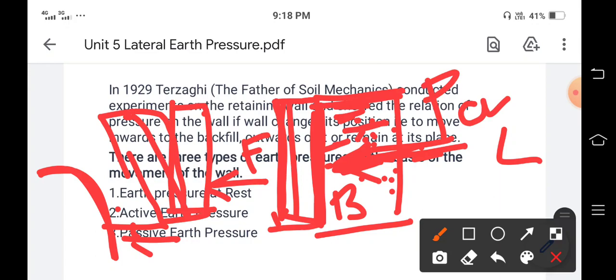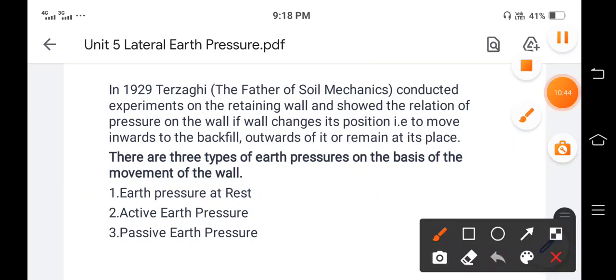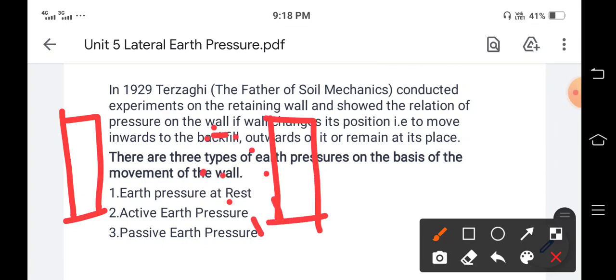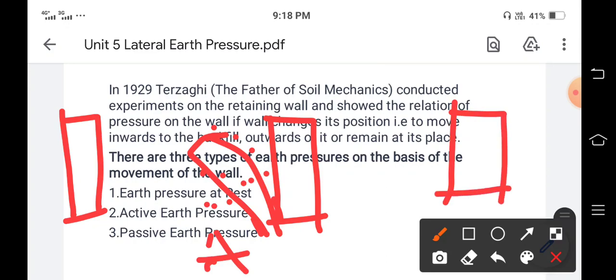In the second case, what will happen? Sometimes when this lateral earth pressure is applied, the wall moves towards the backfill. So this is the first wall, and in the active case, the wall moves like that. This is called active. And in the passive case, the wall moves towards the backfill. In this case, the wall moves towards the backfill.